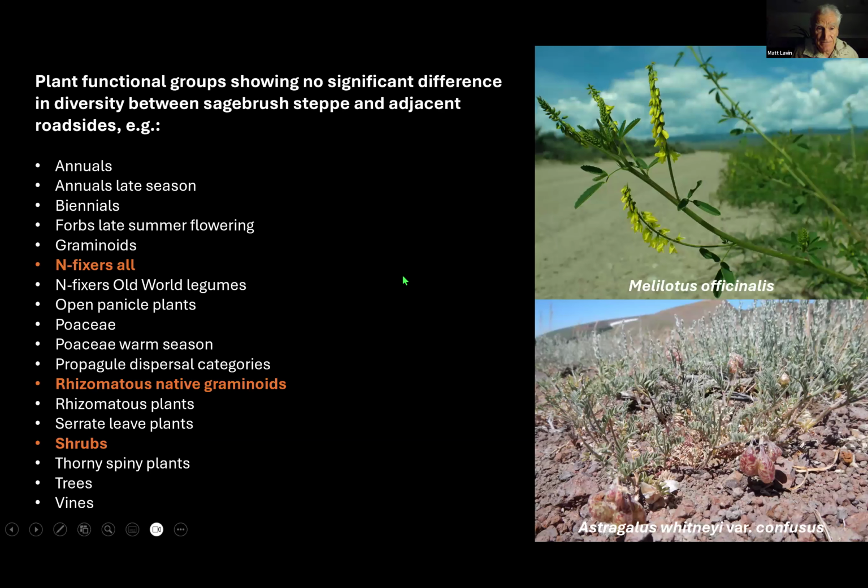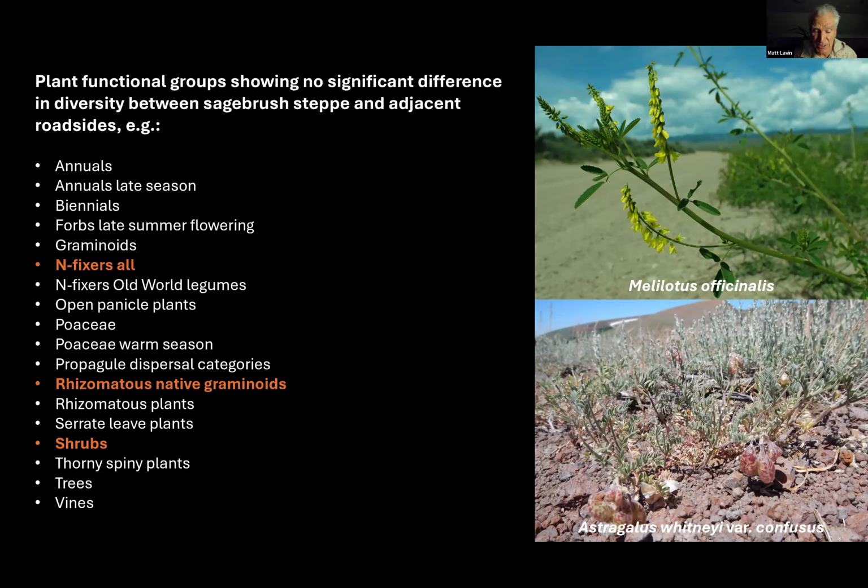Okay, so for results, our results include that most plant functional groups, which we were interested in a priori, each showed little species diversity differences between sagebrush steppe transects and those along adjacent roadsides. Although likely an artifact of our study design, the high plant functional group and species diversity along roadsides adjacent to high quality sagebrush steppe might be taken as an indication of ecological resilience.